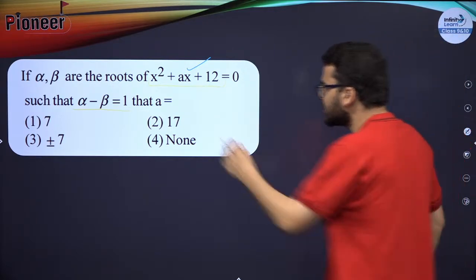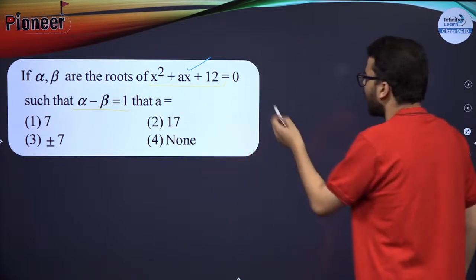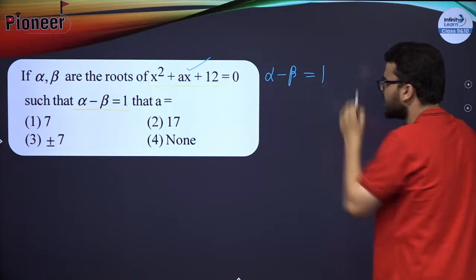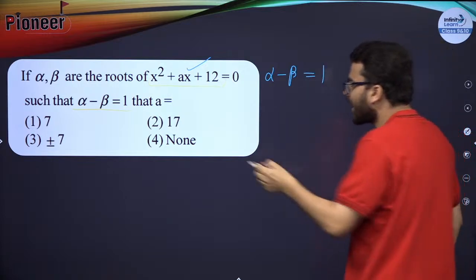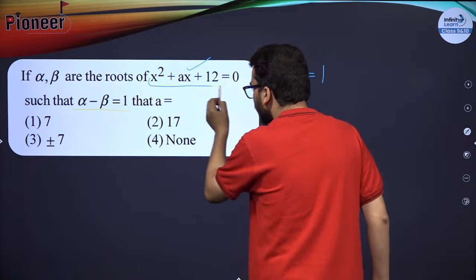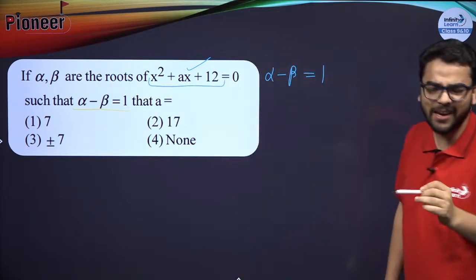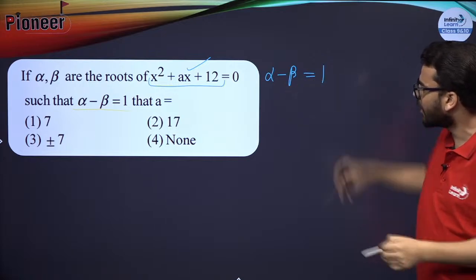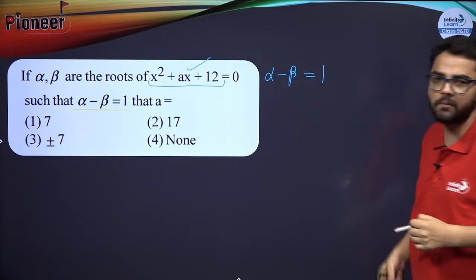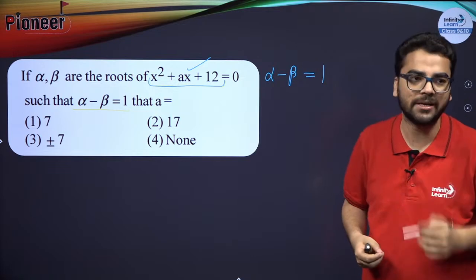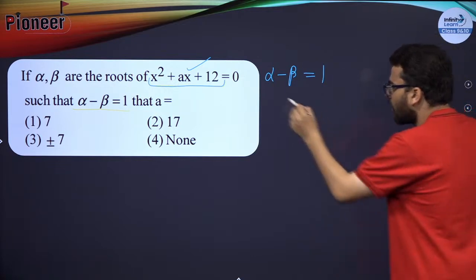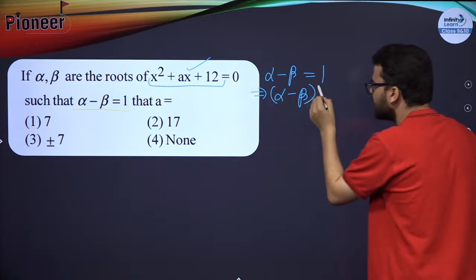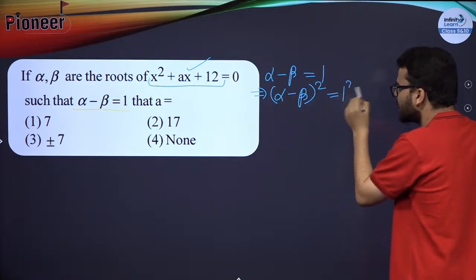So I am explaining this. See, alpha minus beta is 1 over here. Just understand one thing. You cannot find the roots of this equation normally, right? It will make it very complex. So I will try to convert this in the form of alpha plus beta and alpha beta. You got it? So can I square both sides, guys? I can square: alpha minus beta, the whole square, will be equal to 1 square, correct?